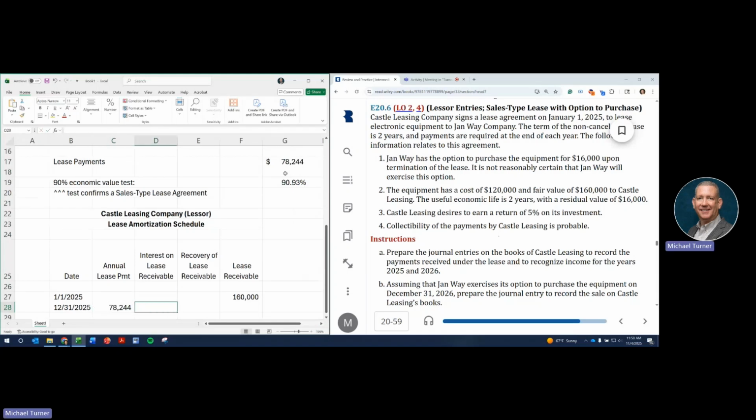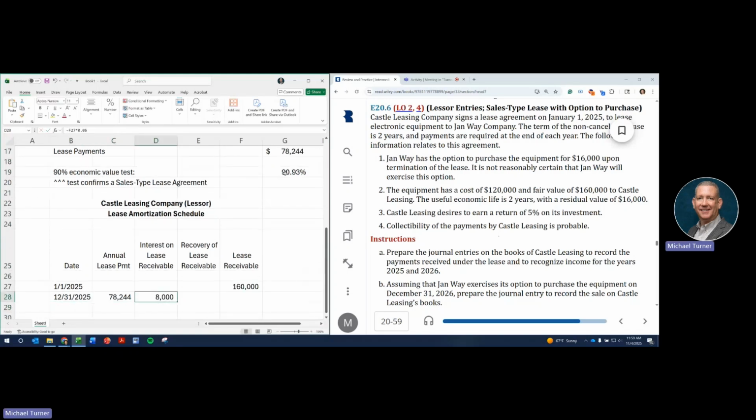The interest on that is the carrying amount of our lease receivable for Castle, which was $160,000, and they want a 5% return. So we'll calculate $160,000, which was the value of the lease receivable outstanding since January 1st, and we're going to put these in journal entries in a minute, all the way through December 31st, when finally Janway makes a lease payment at the end of year number 1. And so during that time, as we noted, Castle wants to earn 5%.